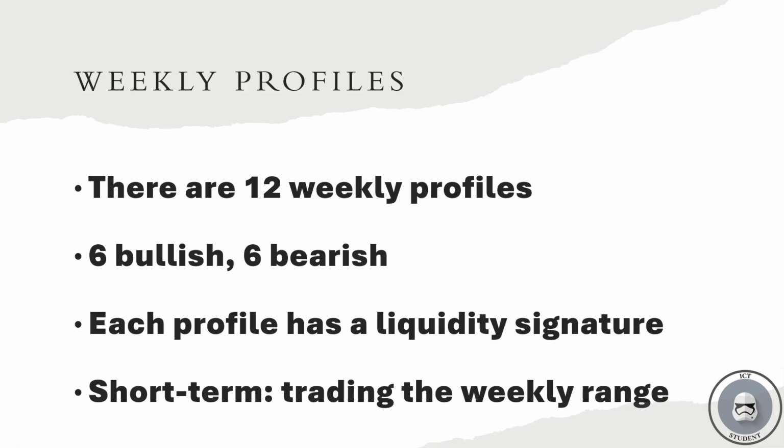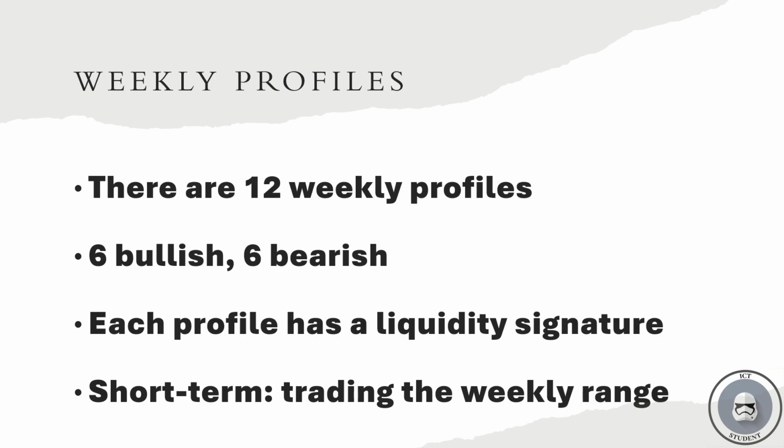So let's go through an overview. There are 12 weekly profiles, 6 bullish, 6 bearish, and each profile has its own liquidity signature. Trading the weekly profiles is a short-term trading model, meaning you're trading the weekly range, and the weekly profile helps you to determine how the direction of price will shape up for the week with the open, high, low, close setup. So let's take an example.